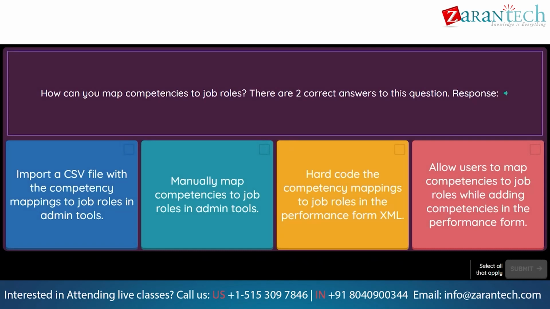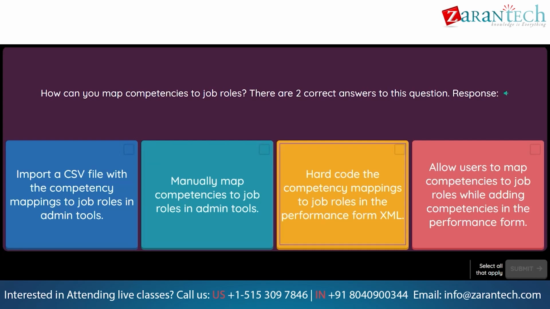Question: how can you map competencies to job roles? There are 2 correct answers to this question. Response: Option 1, import a CSV file with the competency mappings to job roles in admin tools. Option 2, manually map competencies to job roles in admin tools. Option 3, hard code the competency mappings to job roles in the performance form XML. Option 4, allow users to map competencies to job roles while adding competencies in the performance form.